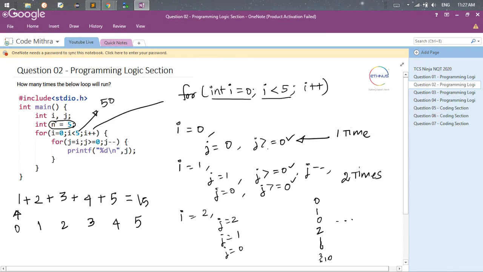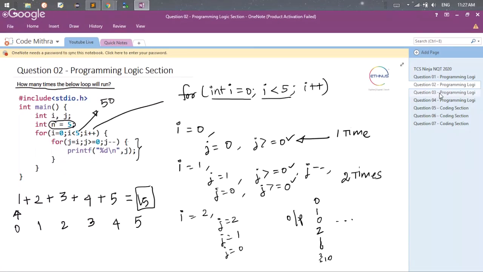So this is with respect to the output of the question, but they are not asking for the output. They are asking for how many times the below loop will run. So for that, the answer is 15. 15 times this j loop will run. Okay, so that is what they are asking.